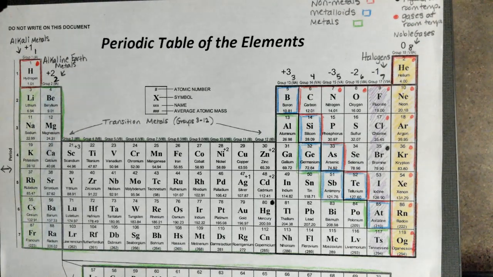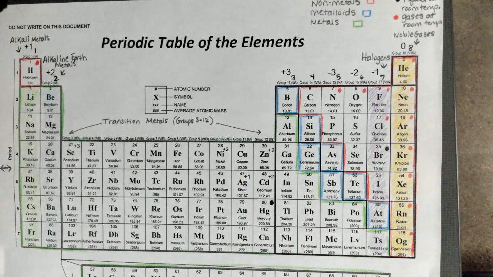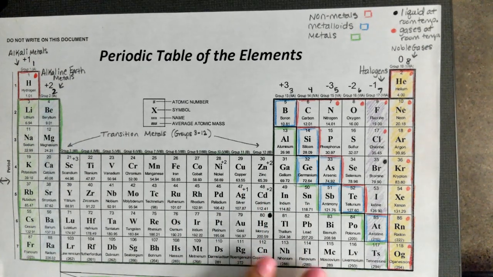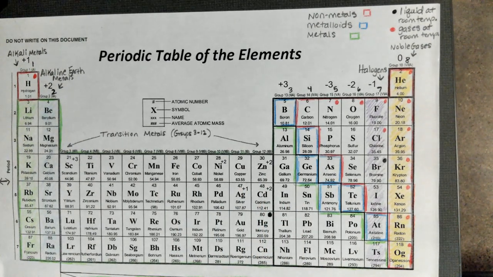All right, so your periodic table should look like that. Make sure that you do have your name on them. That's very important because you will need this the rest of the year.